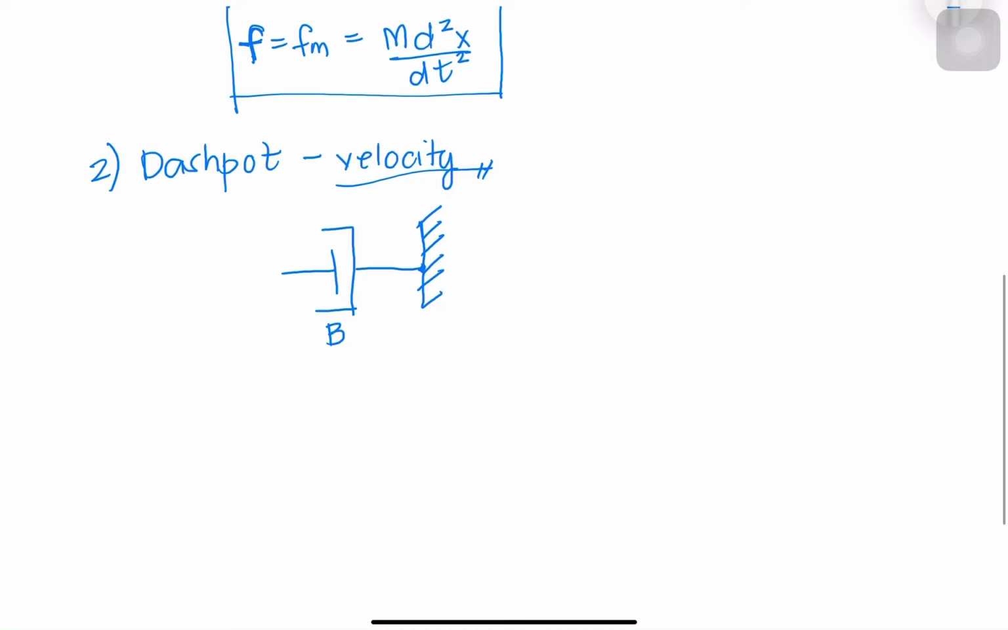So dashpot, it has the element of B, which is friction. So B is the denotation in physics for friction. So if we have here the force due to the friction, we can say that it is also equal to the external force here. External force, or we can also call it as applied force.